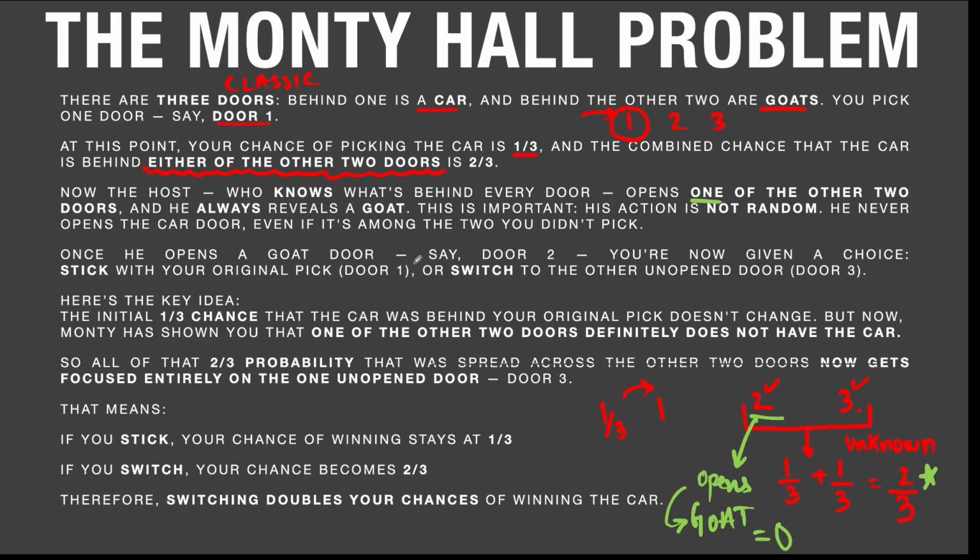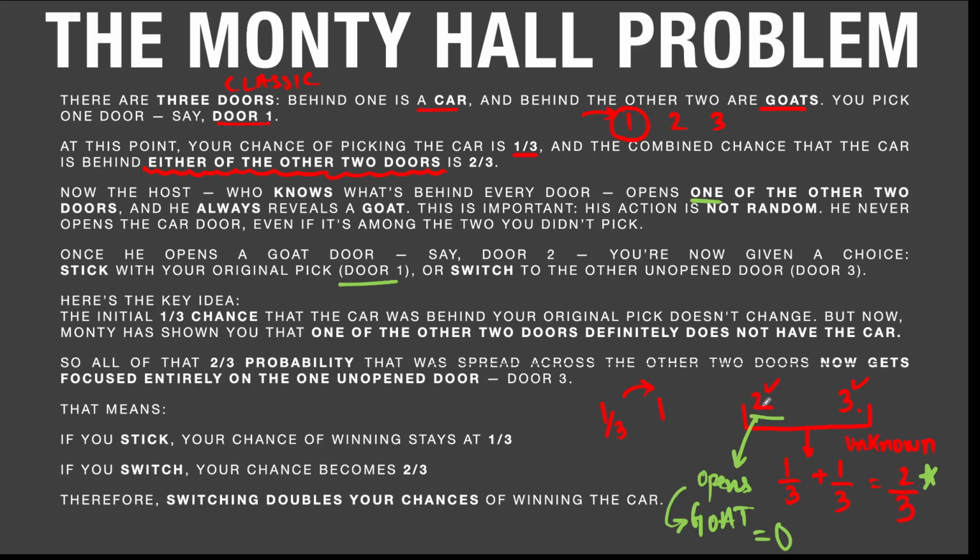Once he opens a goat door, the second door is the goat door, you are given a choice to stick with your original pick, that is door 1, or switch to the other unopened door, which is door number 3. As I have already told you, the combined probability of 2 and 3 is 2 by 3. Now, I want all of you to open your ears and listen to what I am trying to say.